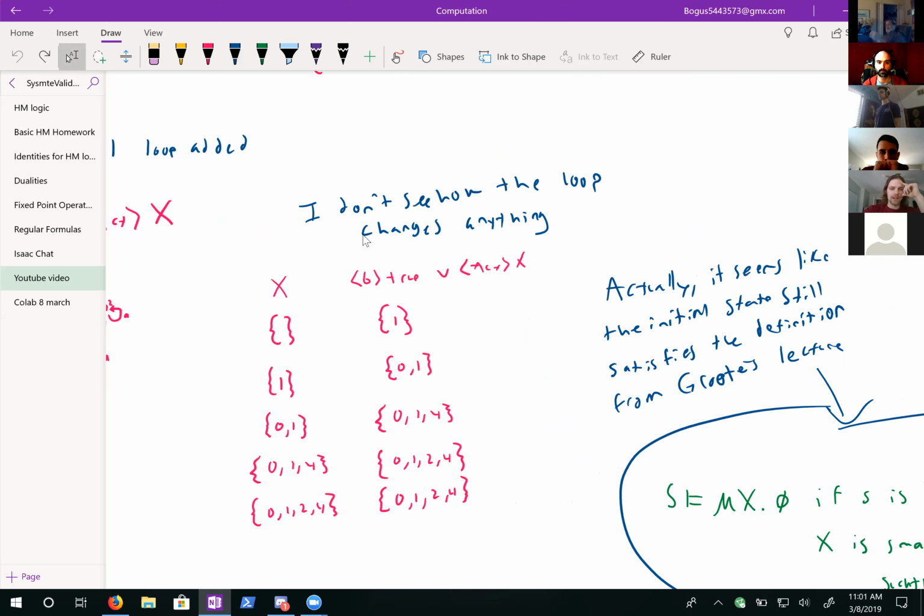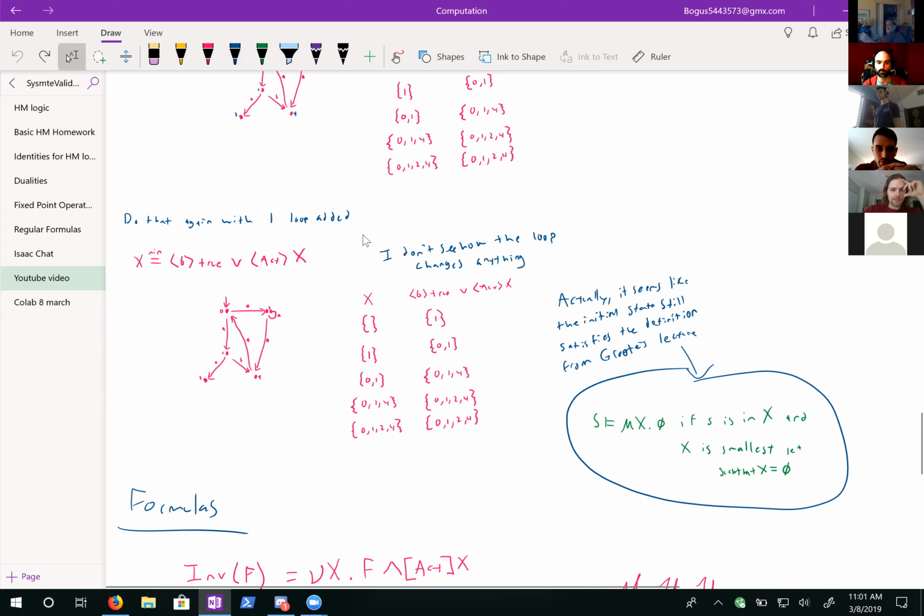Let's see, what did I say here? So does the label on the transition from 2 to itself matter much? I see that you put it as A, but if it was B, would that make any difference? I don't think so, because it says for any action we can get back to X. Yeah, right. So he wrote the same definition that you did, Isaac, I think. It says S satisfies mu x dot phi if S is in X and X is the smallest set such that X equals phi. That's exactly what you wrote earlier, right? Yeah, so it sure seemed like this all met both of those definitions to me.